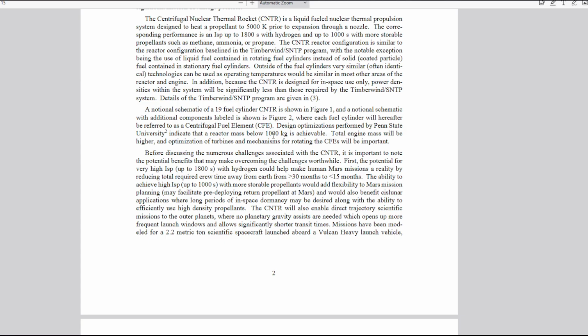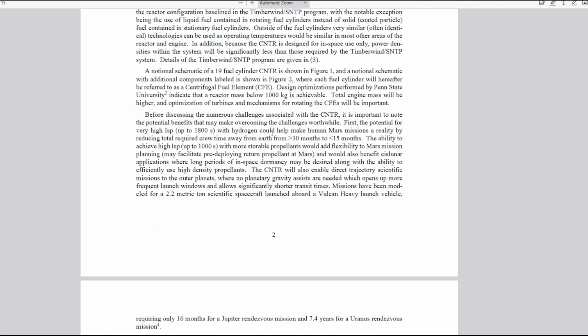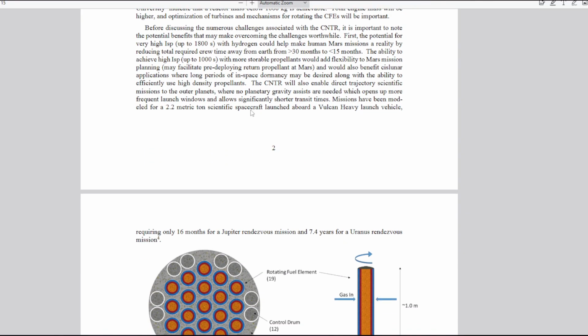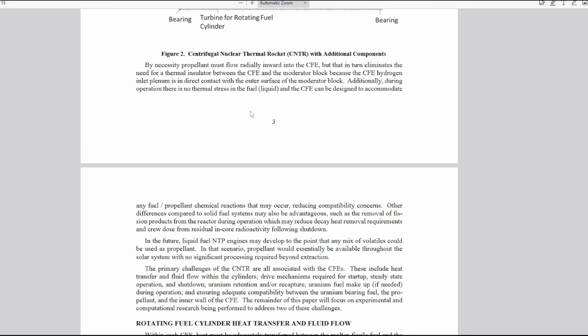19 fuel cylinders, and they will be rotating. Before discussing numerous challenges, let's just skip to the challenges, shall we?